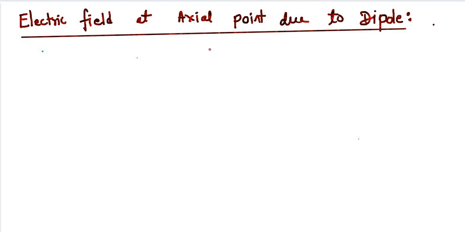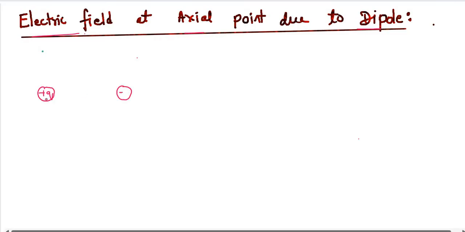Hello everyone. Today we will derive the electric field due to a dipole at an axial point. So first of all, we should know what a dipole is. A dipole is a combination of two charges, one is plus q and one is minus q, separated by some distance. We usually call it 2a. So this setup is called a dipole.